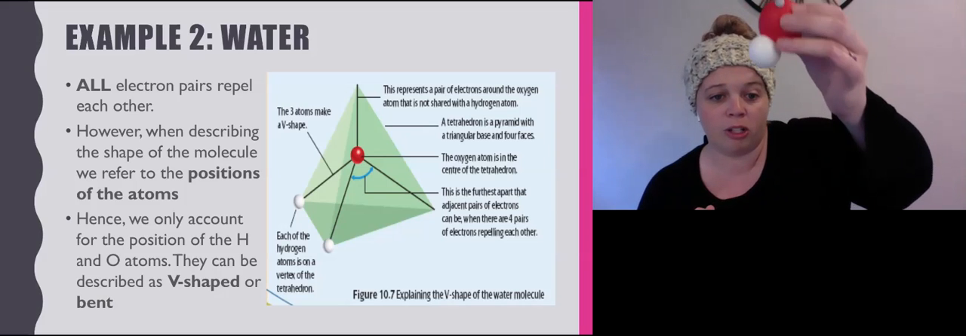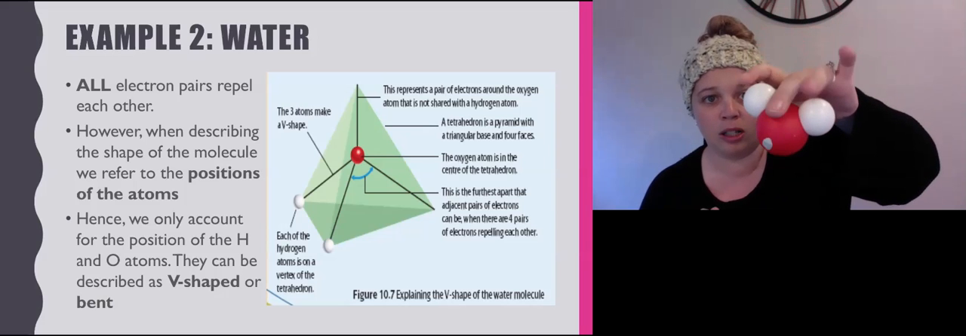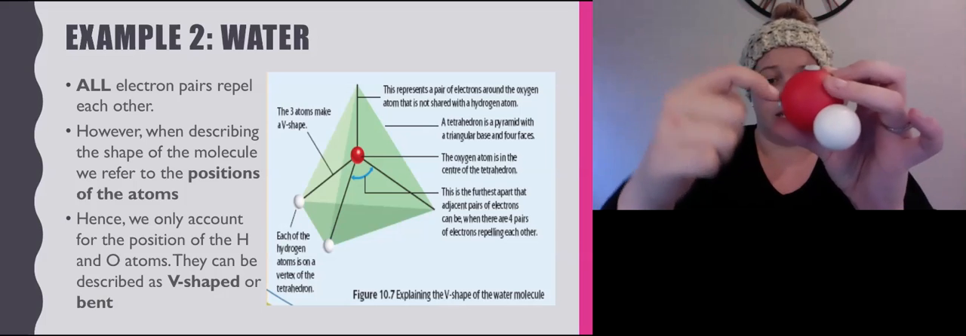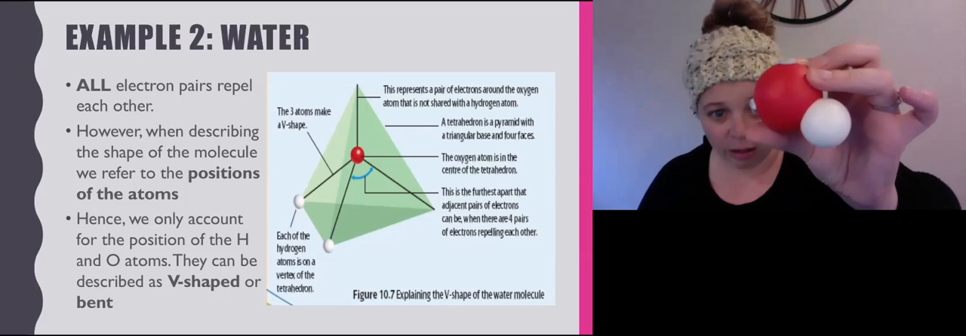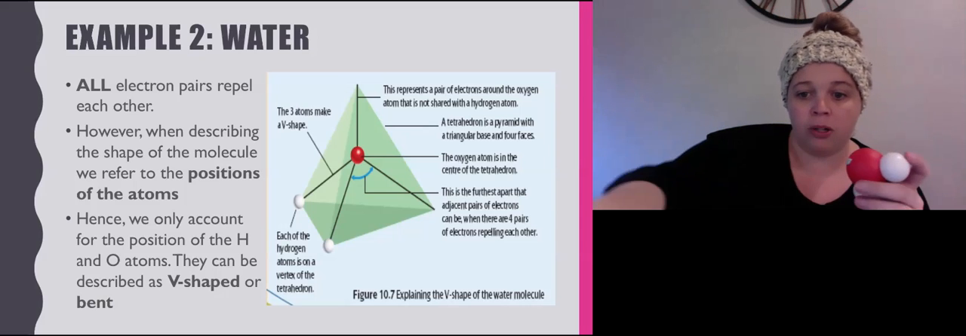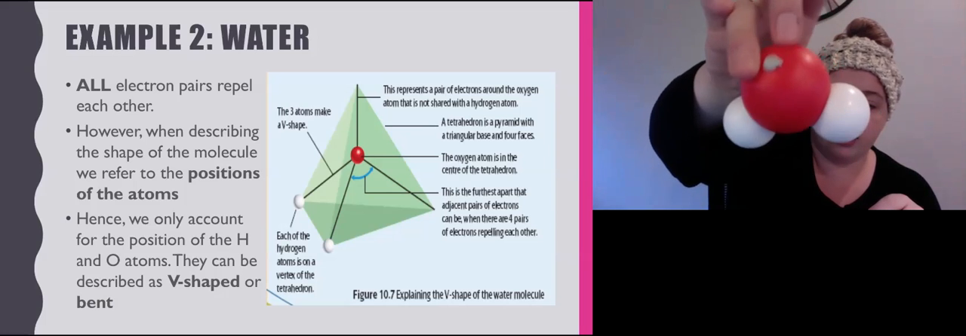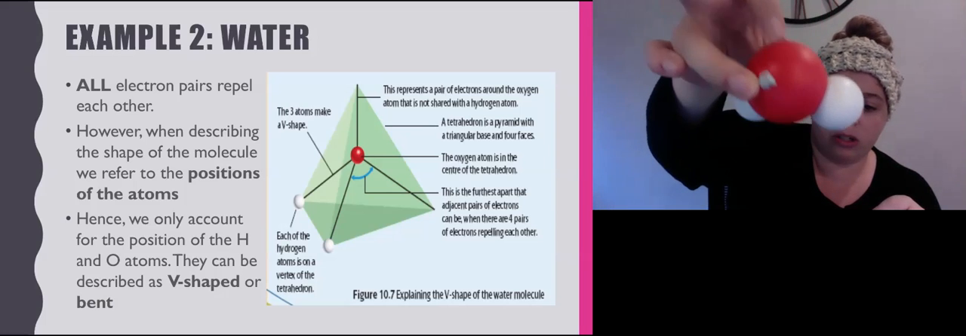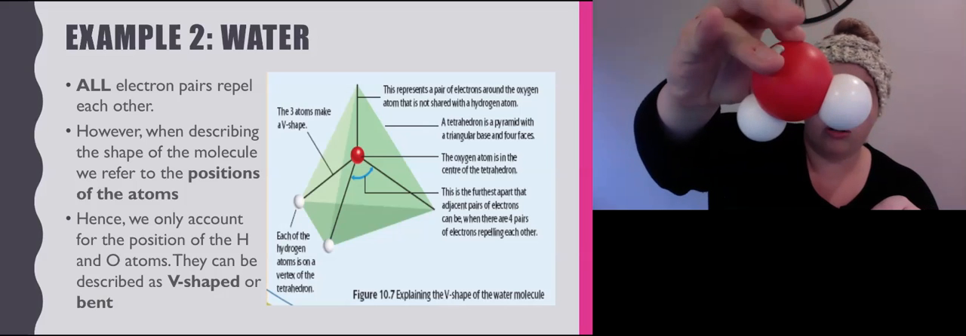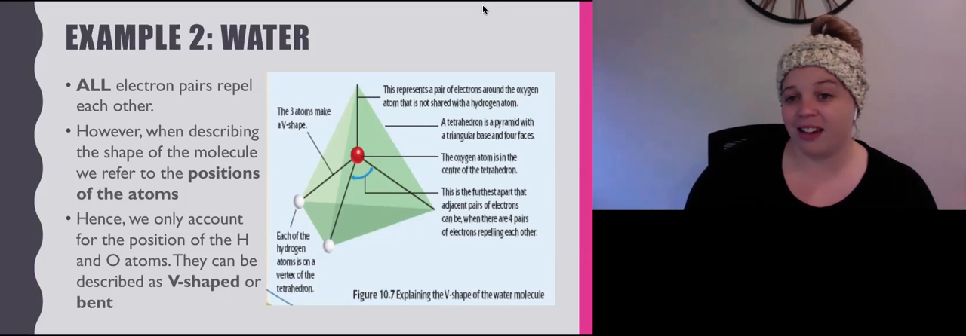However, when we describe the shape of a molecule, we refer to the positions of the atoms only. Yeah, so we can't call this tetrahedral because it's got these 2 lone pairs. They don't count when we name it. So it still is making a tetrahedral shape, and you can see that there in this picture. However, we can't name these 2, so we're just going to name the overall shape, which is going to be bent or V-shaped. And that is the end of the examples.